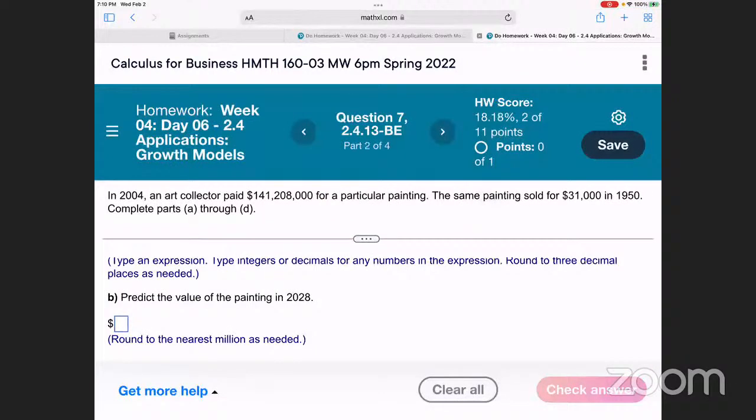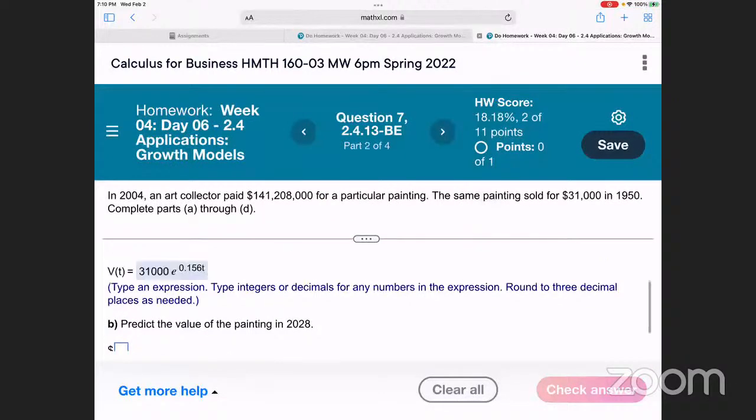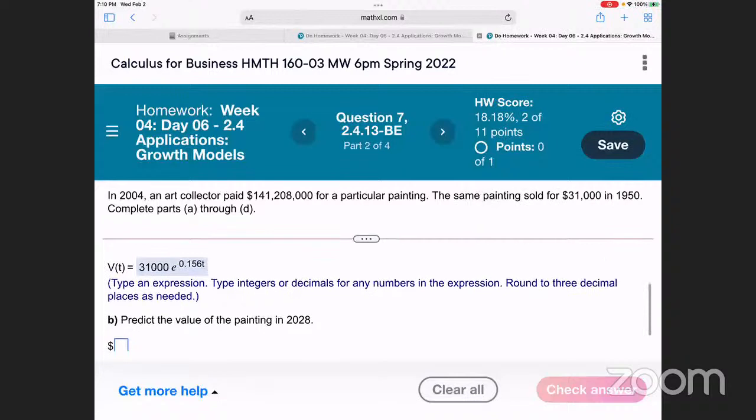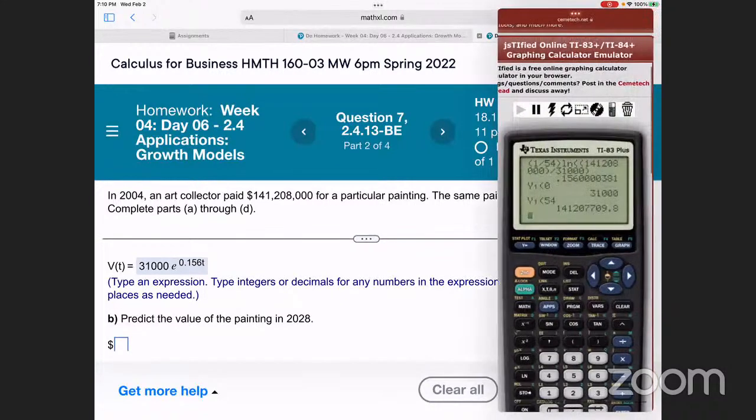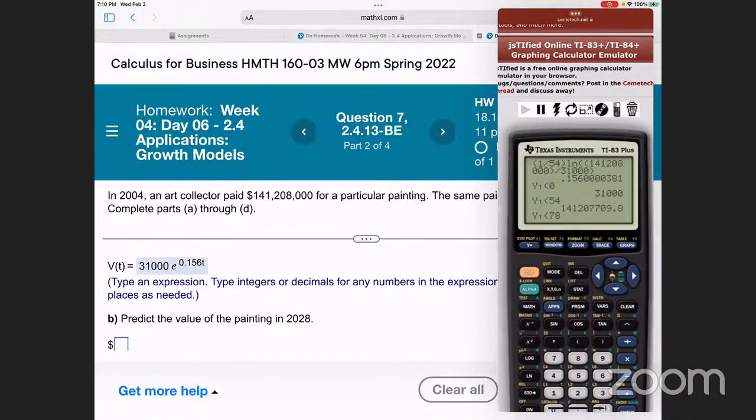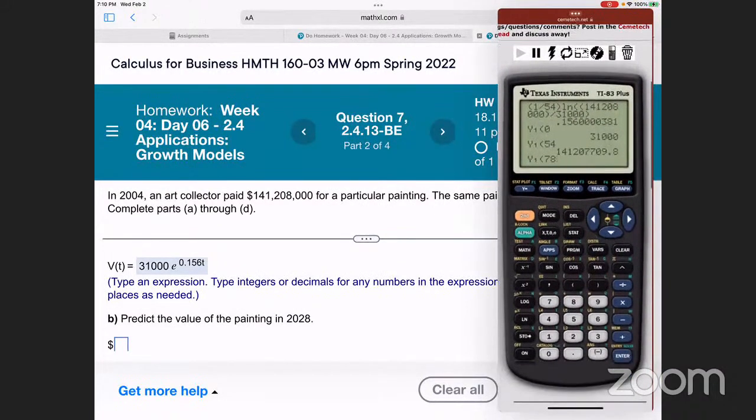So now that we have our model, predicted value in 2028. So if 2004 was 54, 20 years later will be 2024. So 24 years later, 54, 74, 78. So then we need to take our model and put in, I think it's 78.